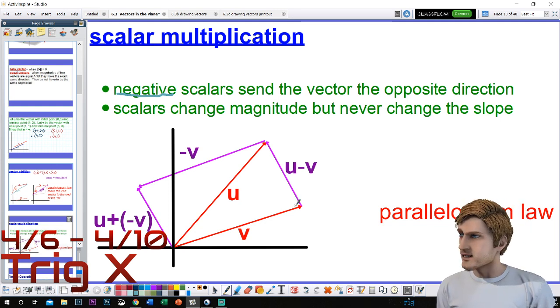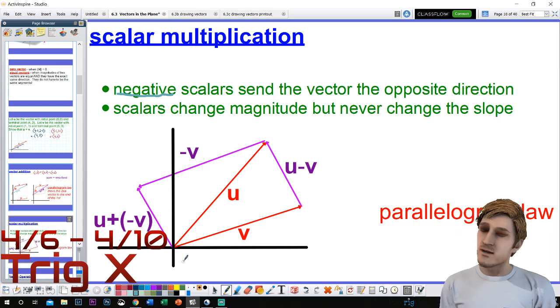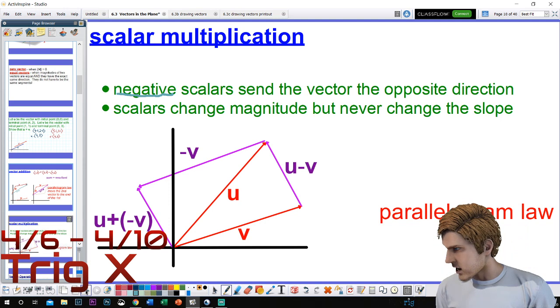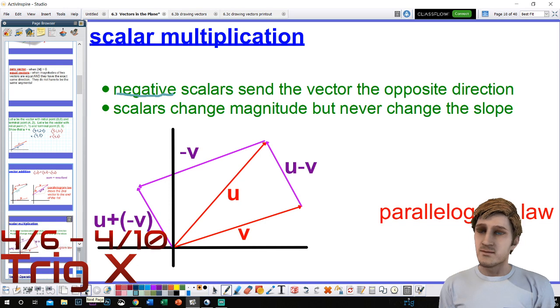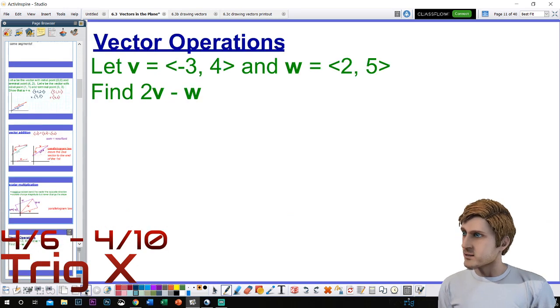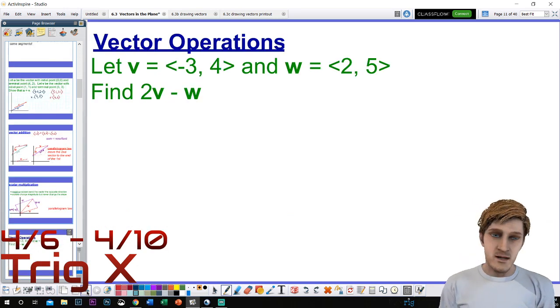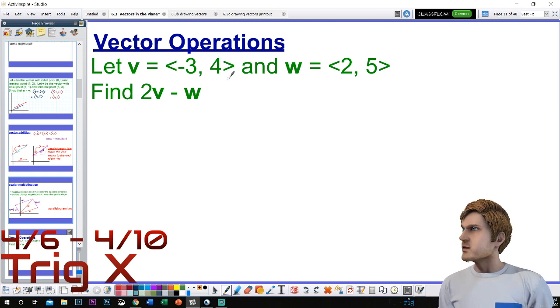Negative V, the same thing. My arrow's here right now for regular V, so for negative V, I would just flop my arrow to the other end. This will make sense once we do it. Scalars, again, will change the magnitude or how long a vector is, but it's never going to change the slope or the angle. Let's do some vector operations.